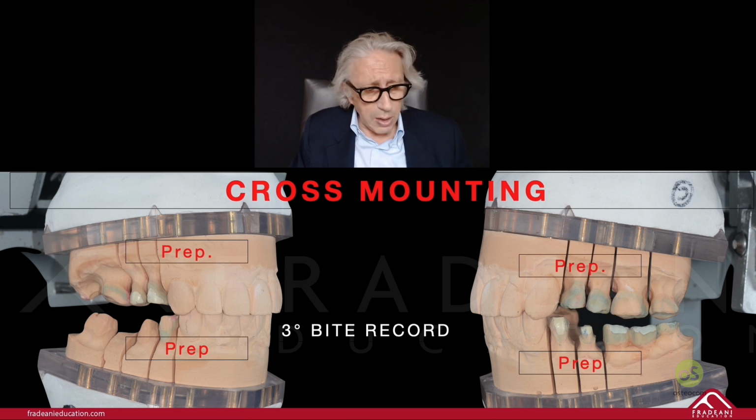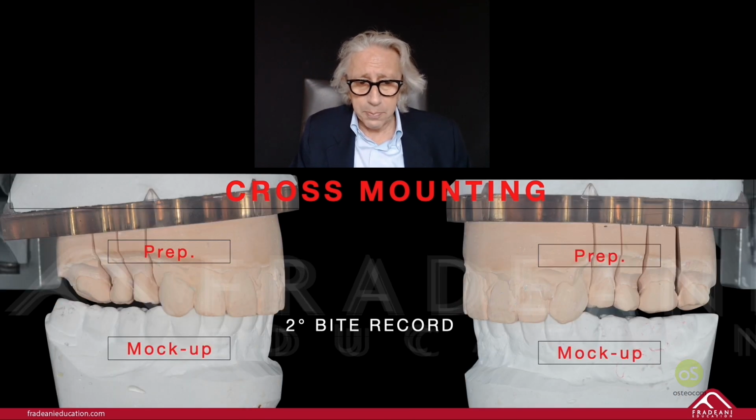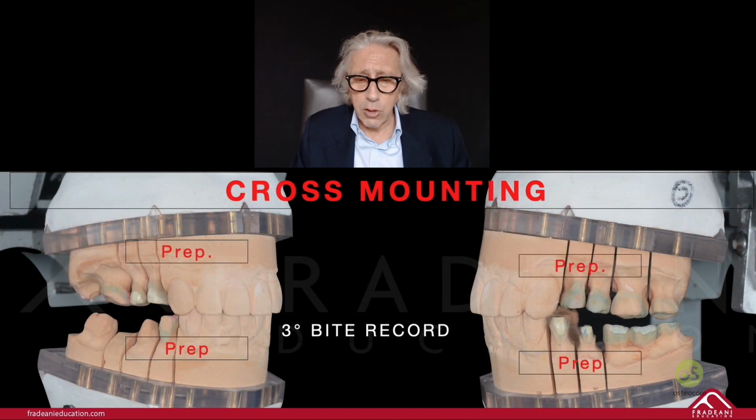So if you take one of the 2 records that you have seen before, that is this one, for example, you can cut only the upper and then take the bite record between the upper preparation and the lower arch. And then this one. So with 2 of the 3 bite records that you have seen, with 2 of them, you're already enough to have the cross-mounting procedure. So taking into consideration all this, that's the way how we do it.